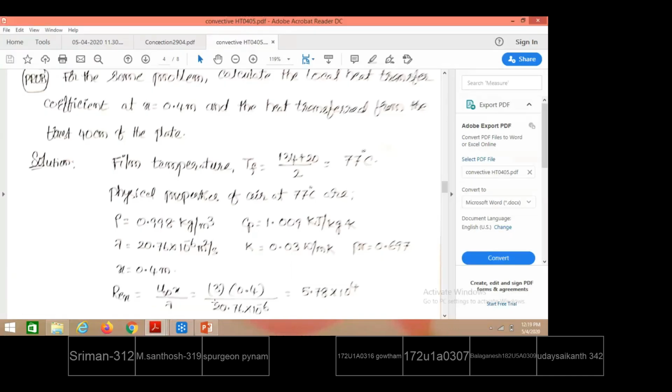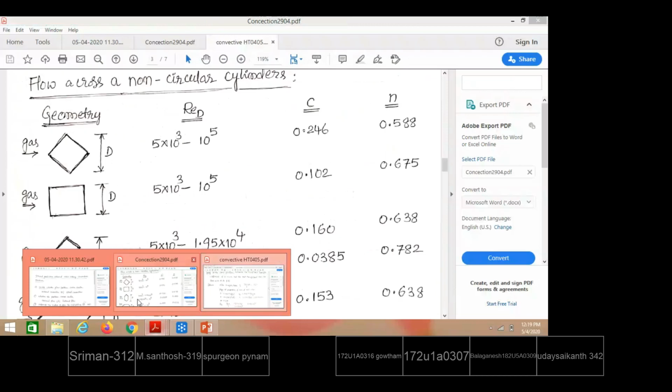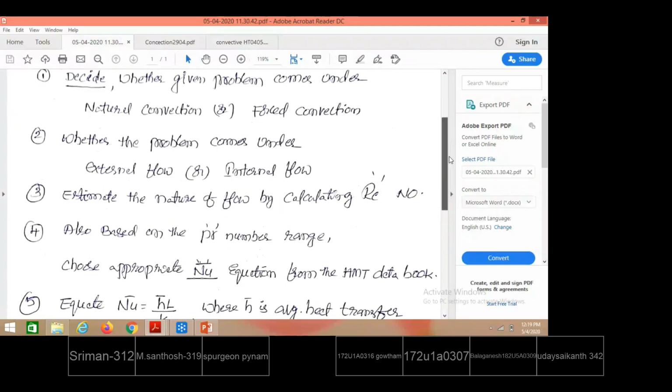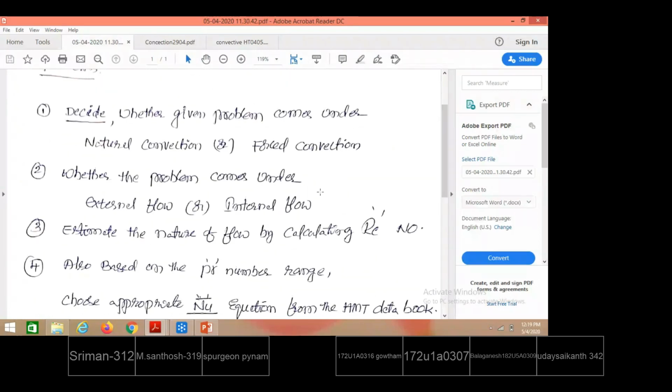See here, while solving any of the problems on convection, certain guidelines we have to follow. What do we have to follow? These are called the 7 rules to be followed while solving a convection problem.